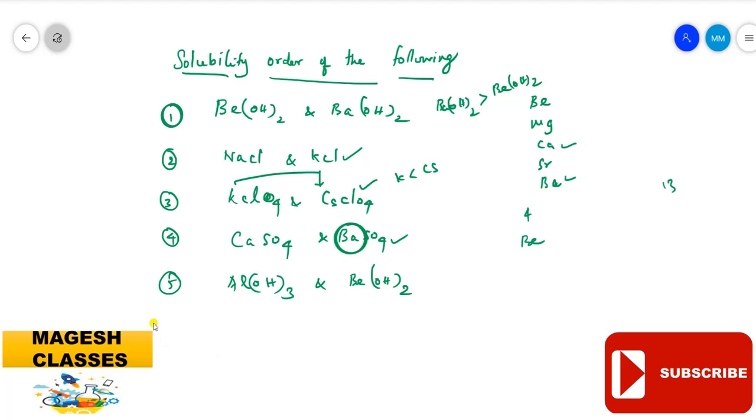The fifth one: aluminum hydroxide and beryllium hydroxide. Beryllium is a second period element, aluminum is a third period element. So aluminum is larger in size than beryllium. So aluminum hydroxide is more soluble than beryllium hydroxide.